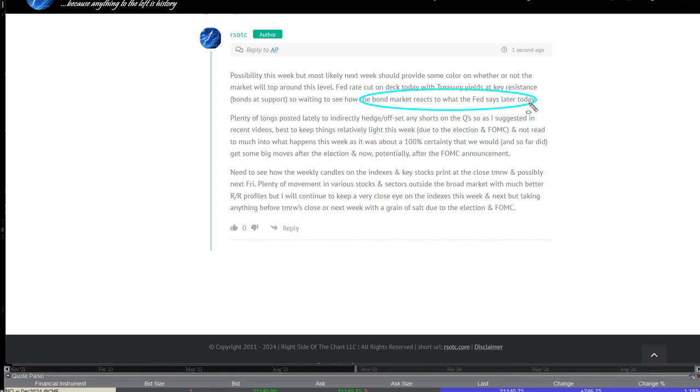Is it going to come down? You can flip a coin. I don't know, but I'm going to wait and see. I'm not going to bet anything hard, as I've been saying for the last week or so. No need to go heavy into this week with both the presidential election and the Fed.